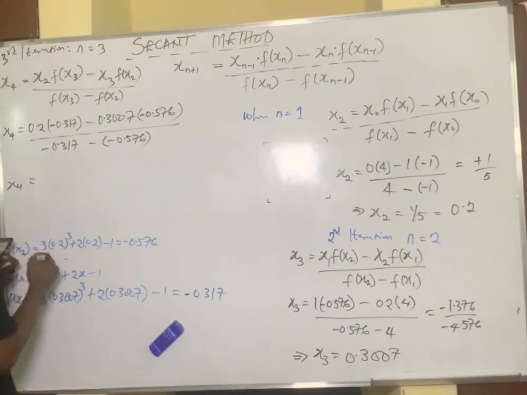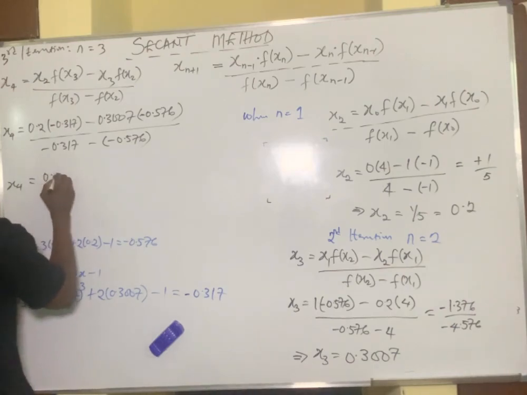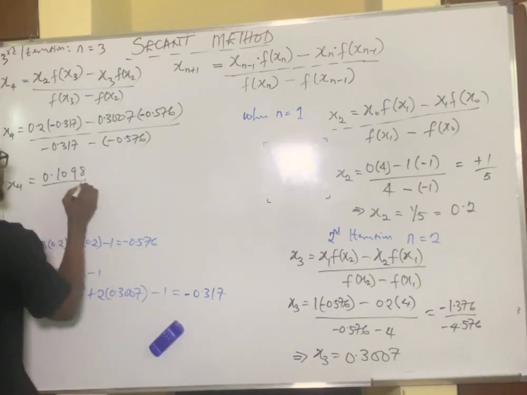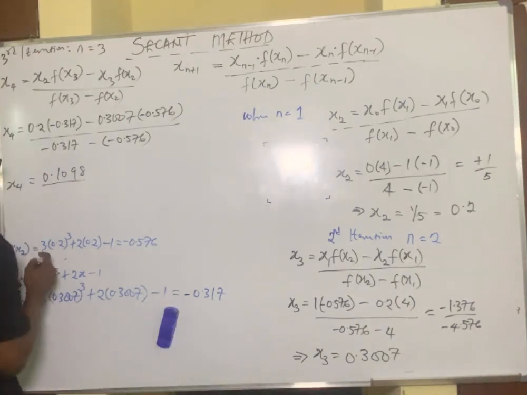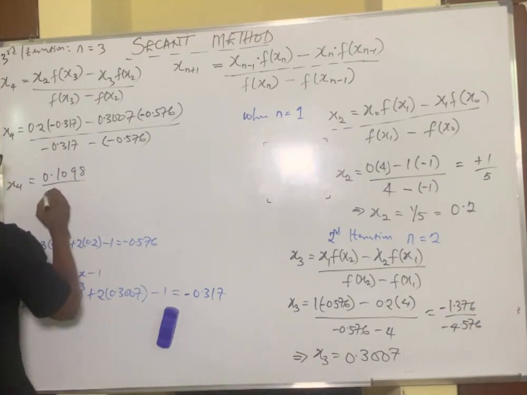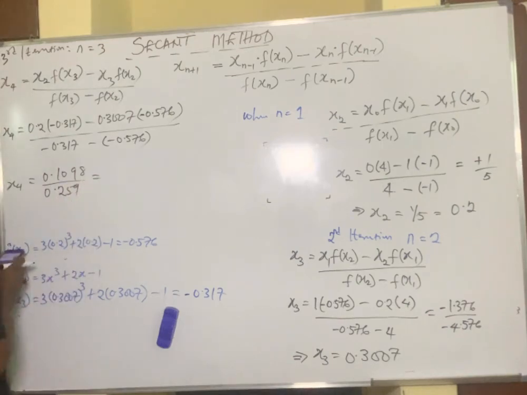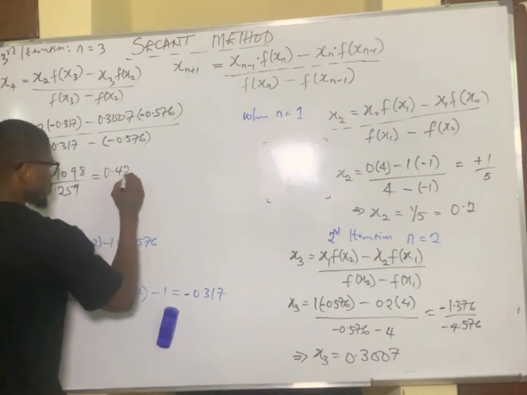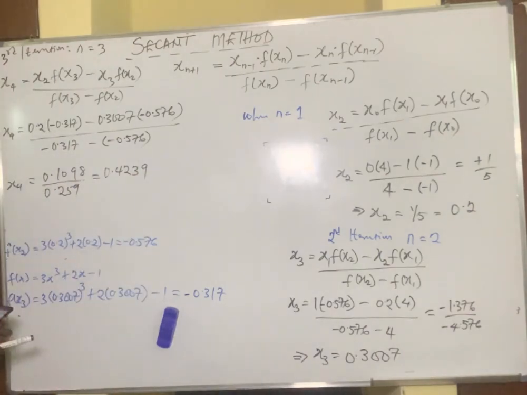So everything at the numerator simply gives us 0.1098 approximately. Divides by, let's evaluate the denominator. Everything at the denominator simply gives us 0.259. So let's find this ratio now. So that simply gives us 0.4239. So we have x4.